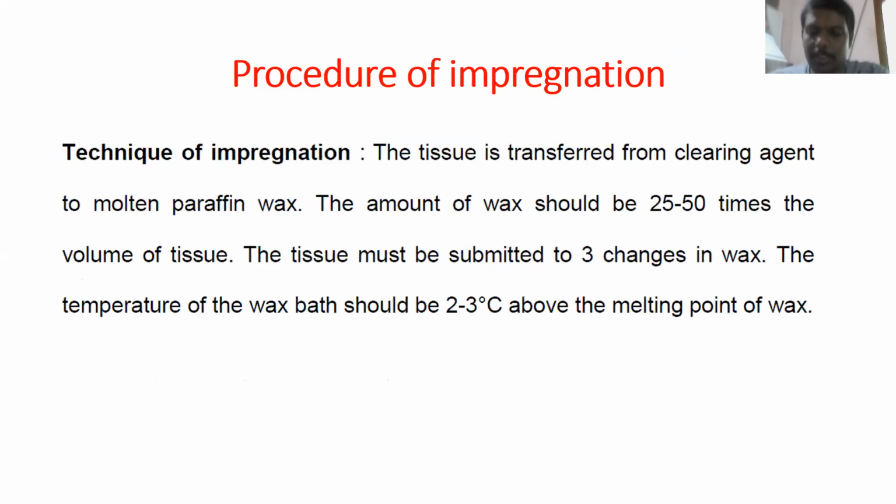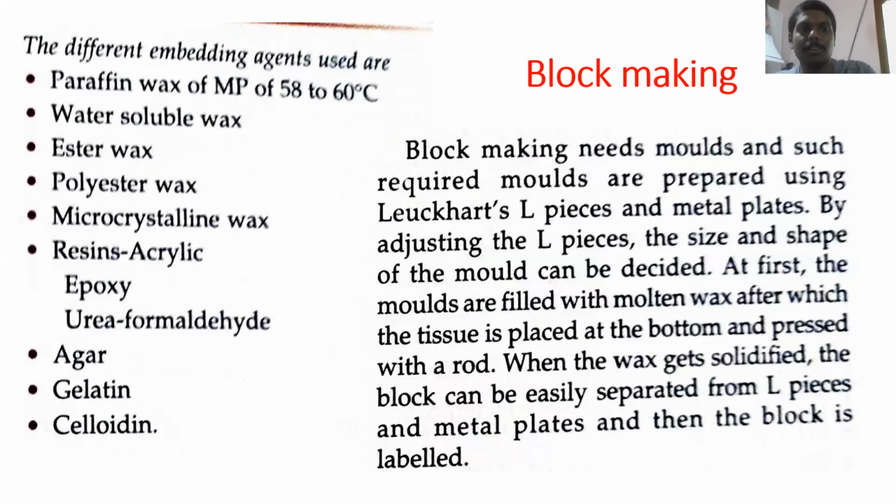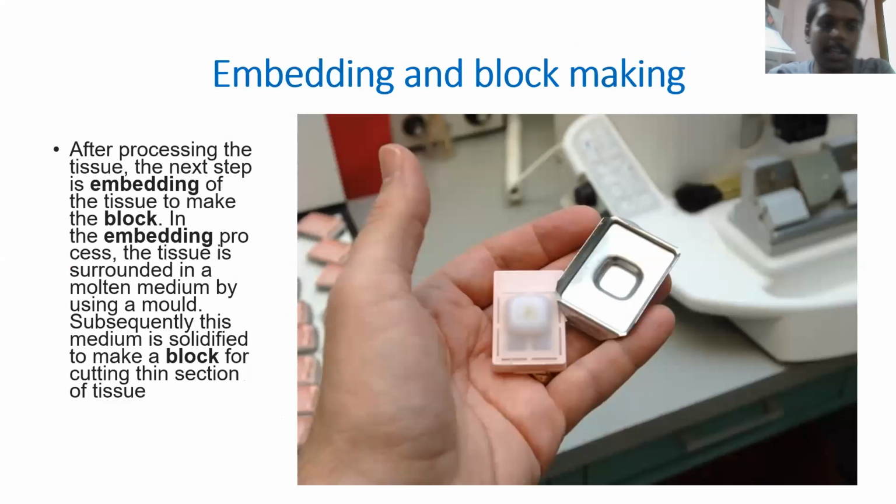So that's it. Embedding and block making: what we will do, we will take blocks, and in the block we will add the liquid wax, and in this liquid wax we will suspend the tissue, and after waiting for 2 to 3 hours, the wax will become solidified, and it will prepare a block in which the tissue will be embedded. So this is called embedding and block making.